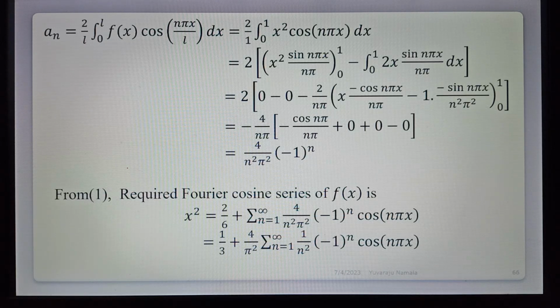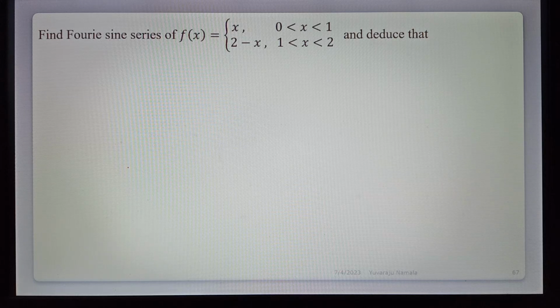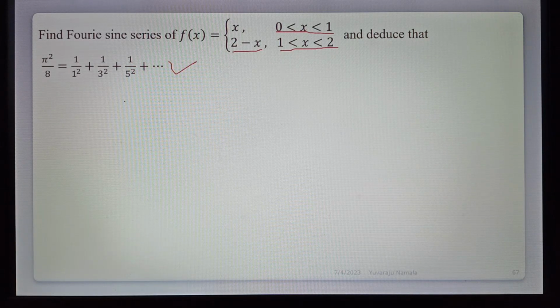Okay, so next one, next question: find the Fourier cosine series of f of x, which is x in the interval 0 comma 1, and 2 minus x in the interval 1 comma 2. So the given interval is 0 comma 2, that is 0 comma L, and also deduce that. So now we have to show this condition. Okay, so first we have to find the sine series.